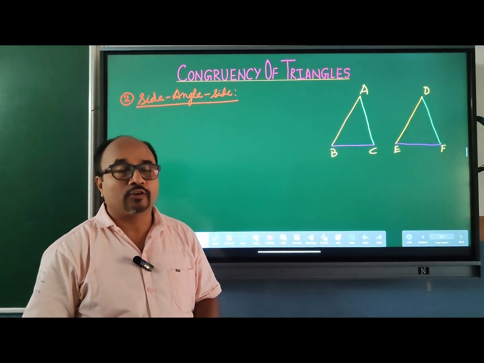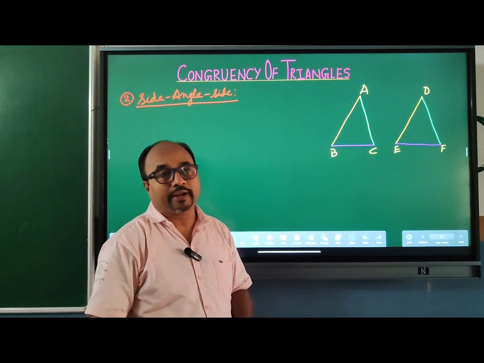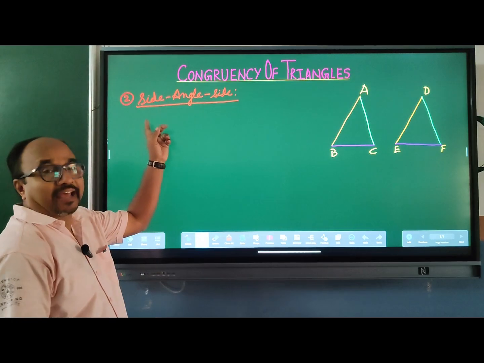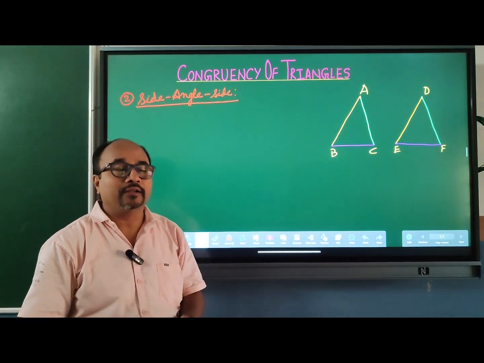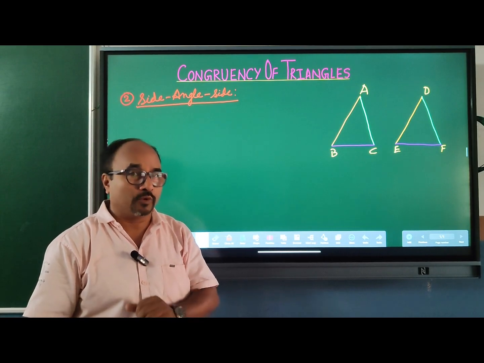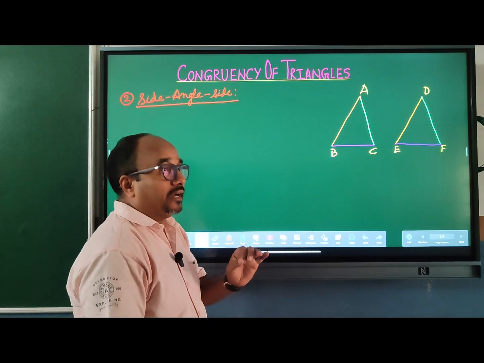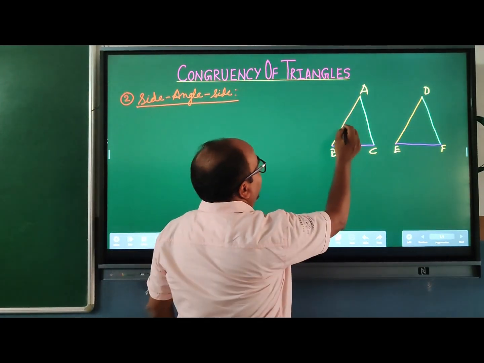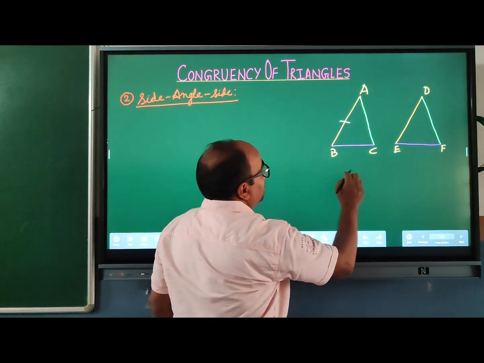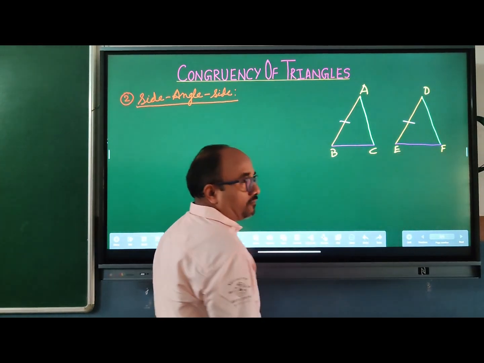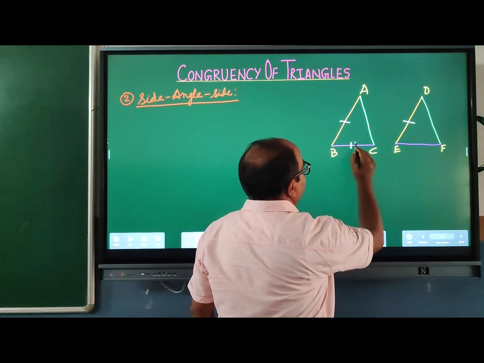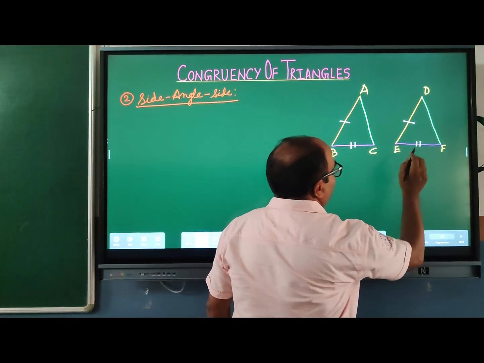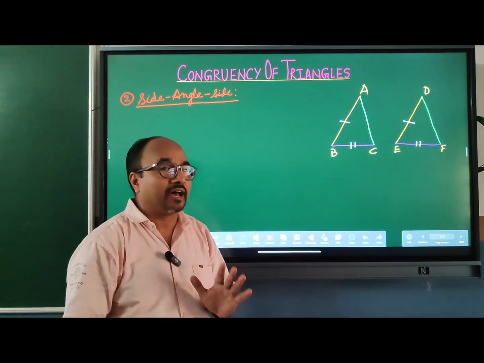Let's see the second rule of proving two triangles congruent. That is side angle side. It means two sides and one angle of two triangles should be equal. Now let us mark and see. If I take AB equals DE, first side, and the second side I mark, that is BC equals EF. So two sides are marked.